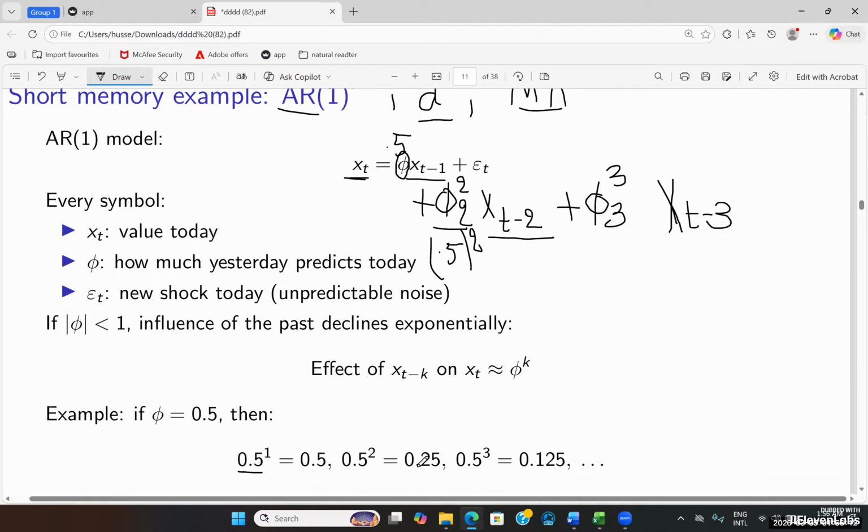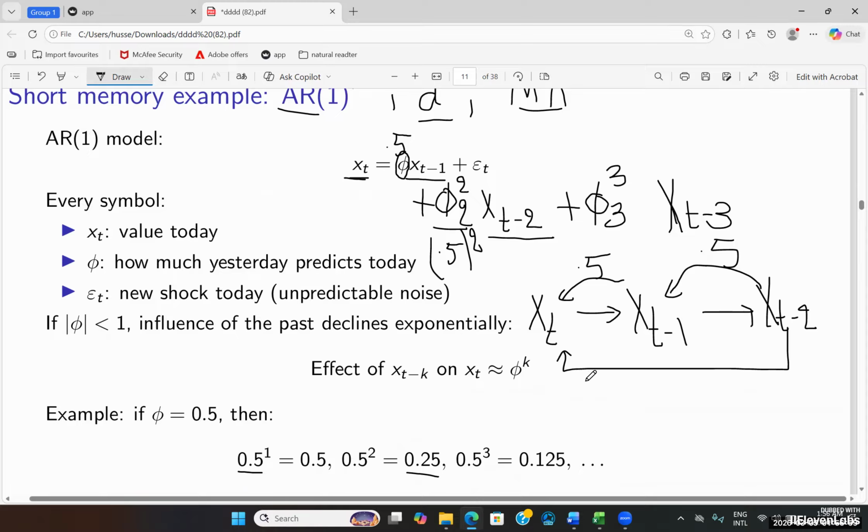Now, considering the effect of x_{t-2} on x_t, we have a factor of 0.5 for the x share and then another factor of 0.5 applied to each x_t, which means we are multiplying by 0.5. If this occurs twice, the result will be 0.25.